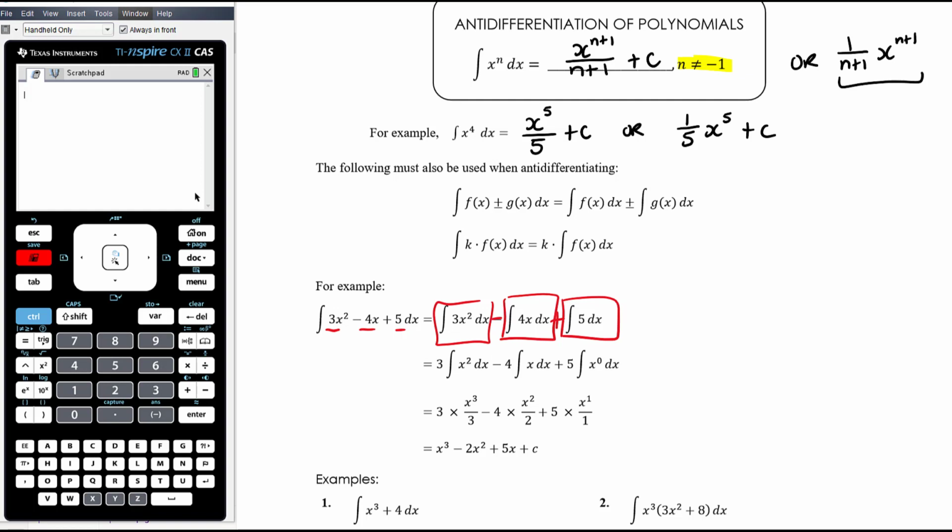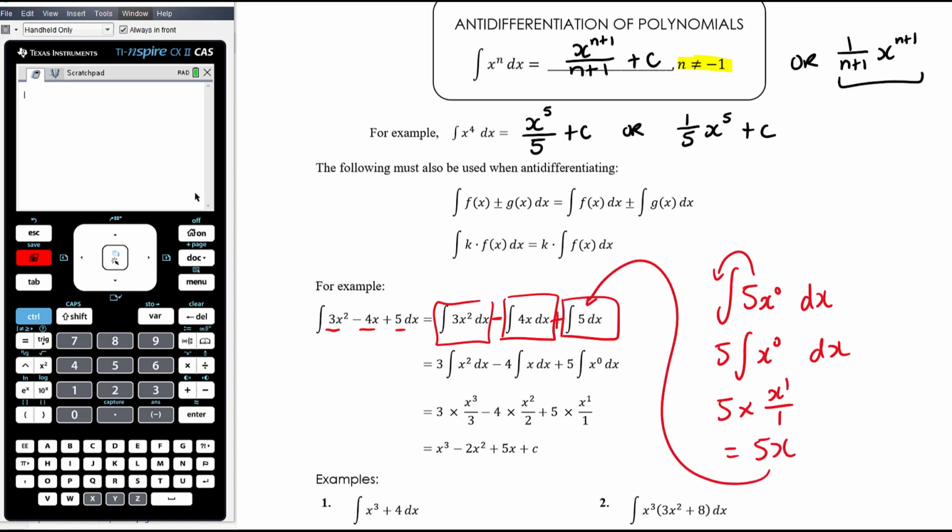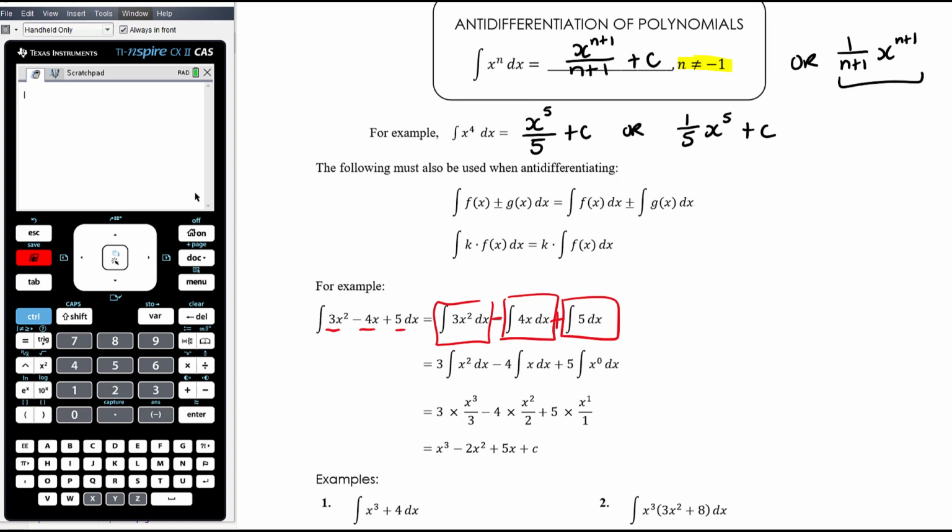Now the other thing to think about is that 5, a constant value, is 5x to the power of 0. So if we're anti-differentiating 5x to the power of 0, the 5 can come out the front. We add 1 to the power, which makes it 1, and divide by that new power. So we get 5x. And that should make sense if you think about differentiating: differentiating 5x, you get 5, hence anti-differentiating 5, you get 5x. So if you're anti-differentiating a constant value, you just add x, as long as you're anti-differentiating with respect to x. So the first thing is that we're anti-differentiating 3 separate terms, and we can just think about them as 3 separate antiderivatives. As I said, I wouldn't write this line out, I would just be doing that in my head.